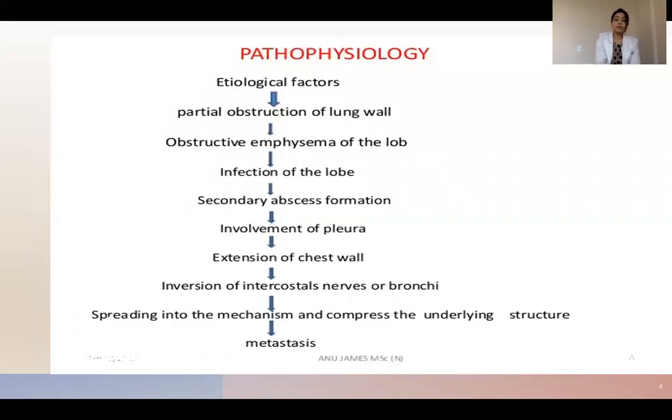Also, the pathophysiology of lung cancer starts with partial obstruction of the lung wall and obstructive emphysema of the lobe, which leads to infection of the lobe and secondary abscess formation. Then involvement of the pleura, extension to the chest wall, and invasion of intercostal nerves or bronchi occurs. Finally, it spreads into the mediastinum and compresses the underlying structures, which leads to metastasis to different surrounding structures or organs.